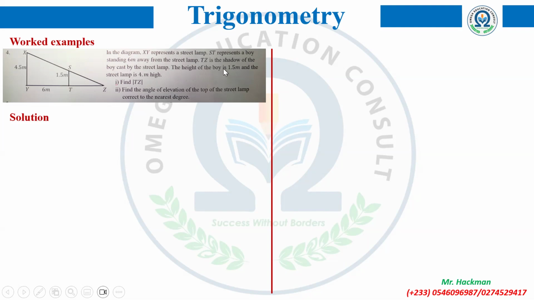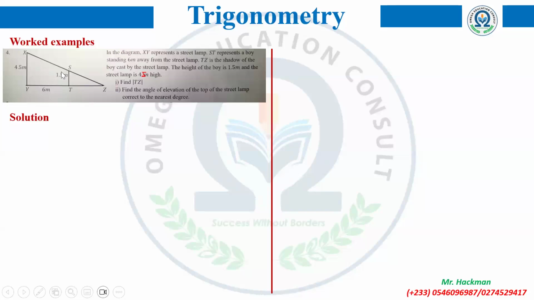Then the height of the boy is 1.5 meters. So that's the height. And the street lamp is, I think it's supposed to be, 4.5. So let me put the 5 there. It's a typo, an omission. The street lamp is 4.5 meters high. So that has been catered for.